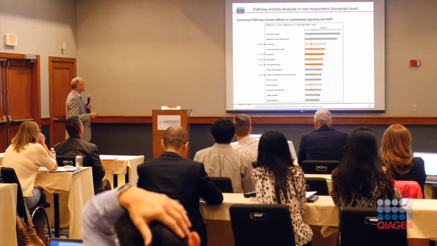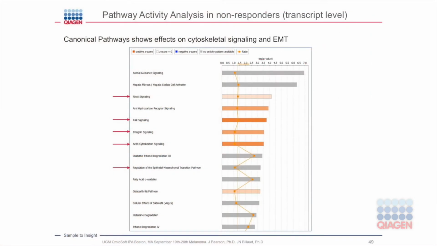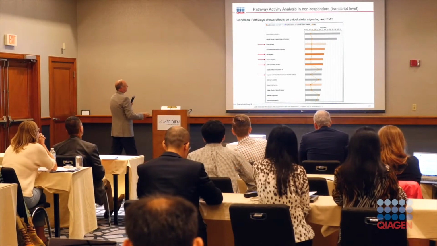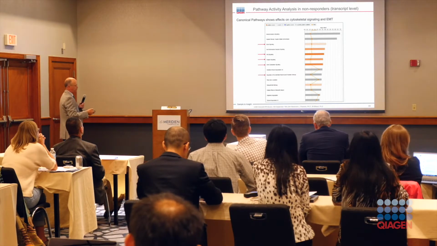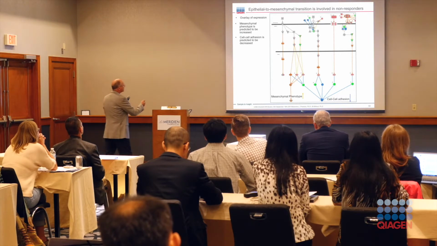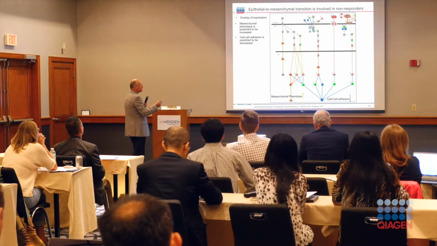I mentioned also that we can look at overlap, but we can also look at activity. We can predict, based on a couple of very important molecules within one pathway, if a pathway is what we call turned on, which corresponds to a positive z-score, or turned down, which corresponds to a negative z-score. And here are a couple of examples: RhoA, integrin, PAK, I think cytoskeleton. Everything here is telling me there's something about cytoskeleton signaling and EMT. Nothing is surprising. This is the epithelial to mesenchymal transition pathway, part of it at least.